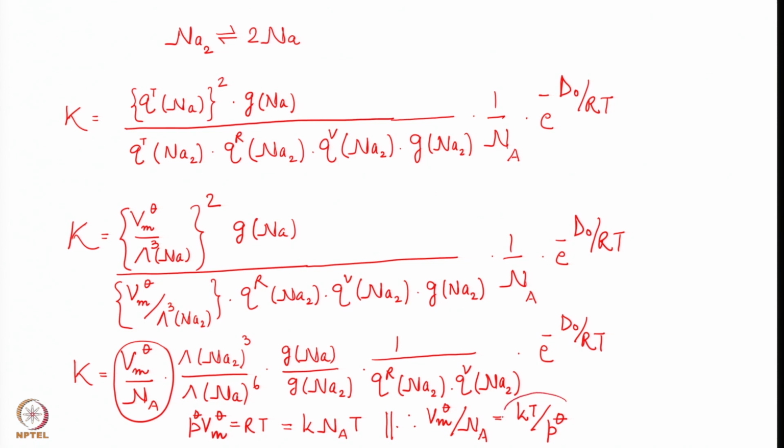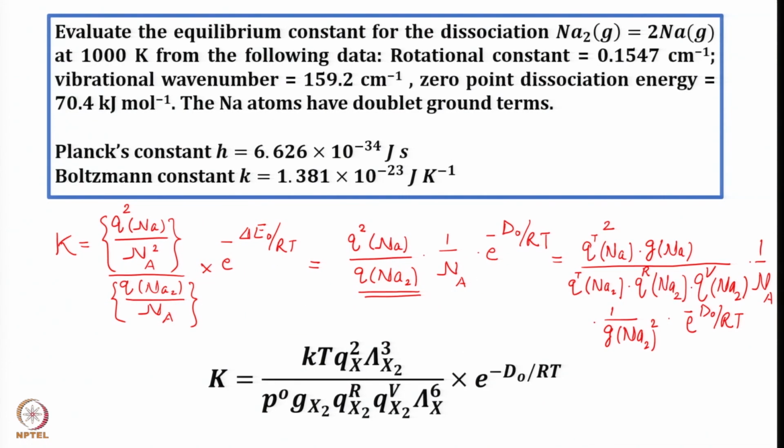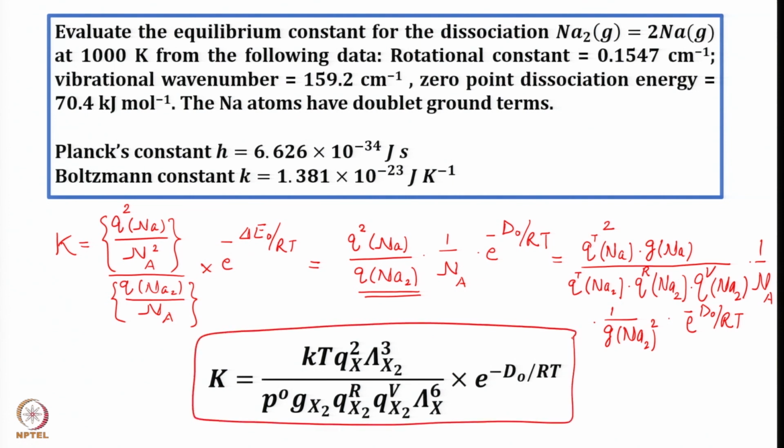Once I substitute this KT by P naught over here, then I have this KT by P naught into ratio of the thermal wavelengths, ratio of the degeneracies of the electronic ground state, and then I need the information about the rotational partition function, I need the information about vibrational partition function, and I also need the dissociation energy, zero point dissociation energy, and that is what is written in this expression.